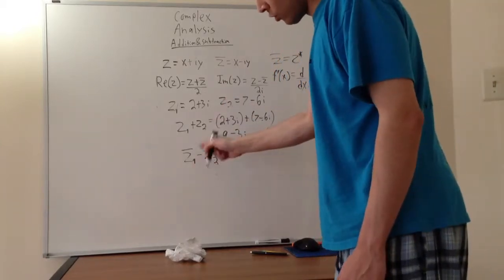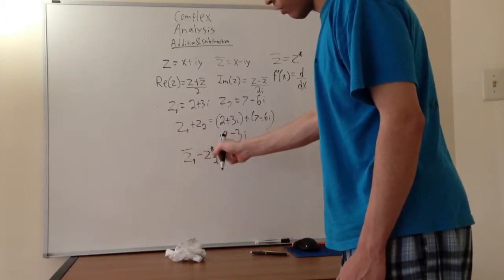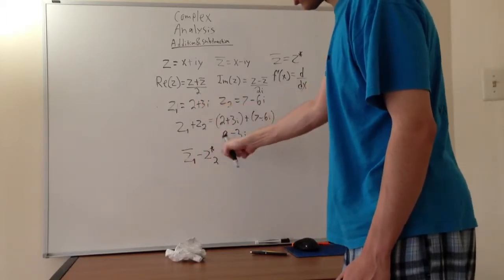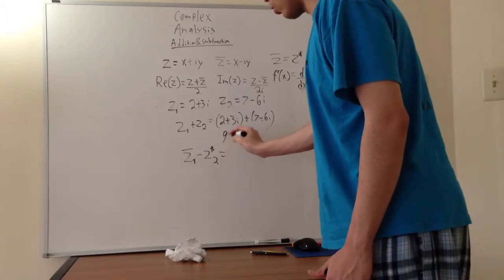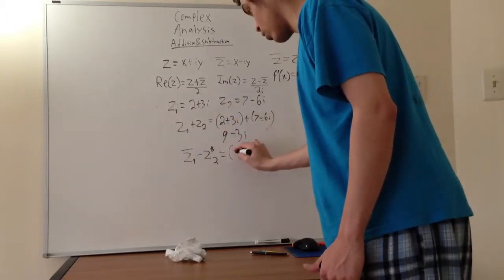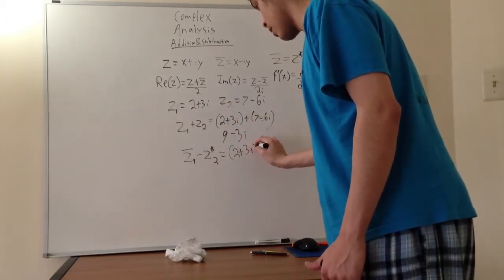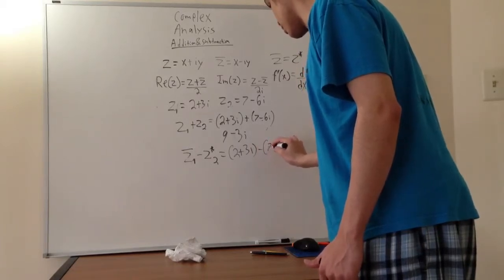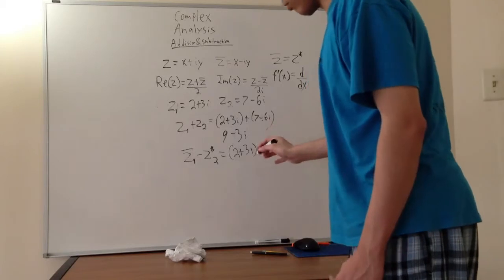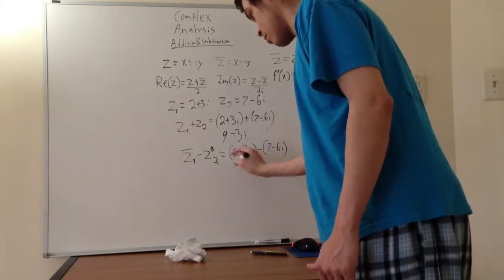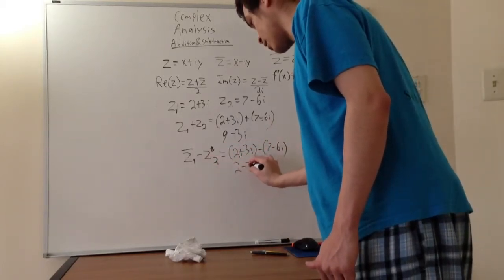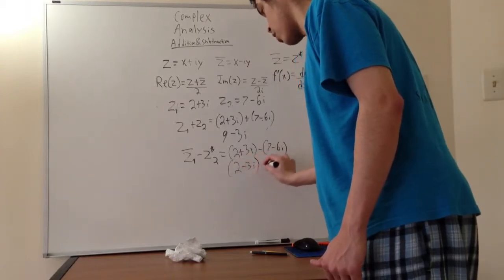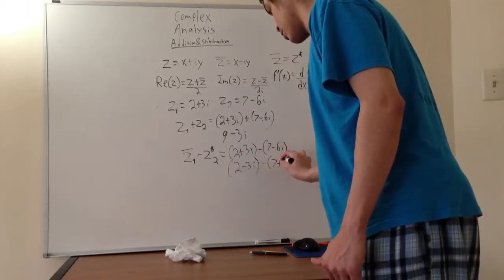So what if I want to do the complex conjugate of the first complex number minus the complex conjugate of the second one? Let's write the whole thing out. 2 plus 3i minus, what did I say? What I said was 7 minus 6i. Now remember, we have to take the complex conjugate. So that means for the first one, we're going to get 2 minus 3i. I'm going to keep everything in parentheses for now. And the second one, we're going to get 7 plus 6i.